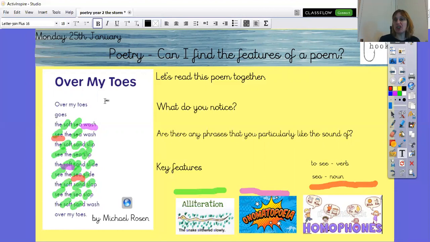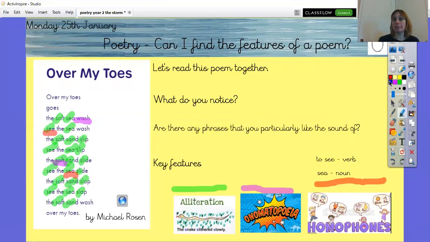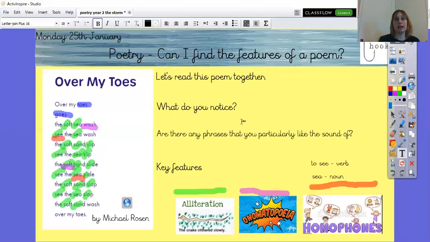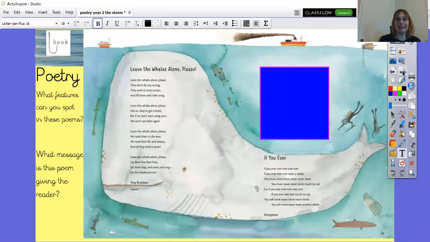And we've also got two words which rhyme in there. So if I take a blue pen and highlight, make it blue. So we've got toes and we've got goes, and that shows as some rhyme. Okay, so let's move on to the next poem to share. Now, this one's quite small. I can see it, so you're going to have to listen really carefully as I read it to you.